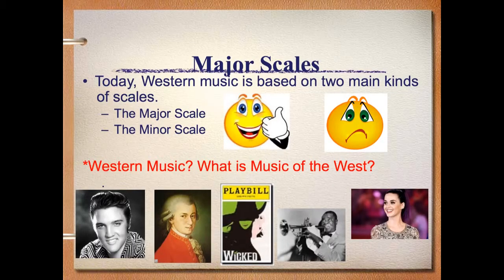Now, Western music is usually based on one of two types of scales, the major scale or the minor scale. Obviously, one is meant to sound happy and the other sad.